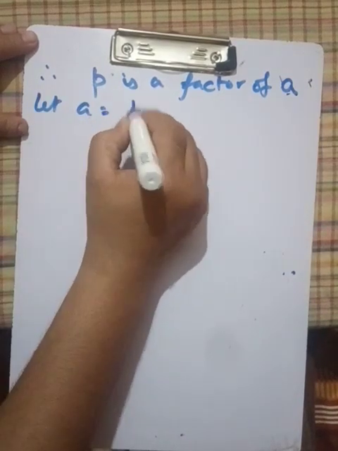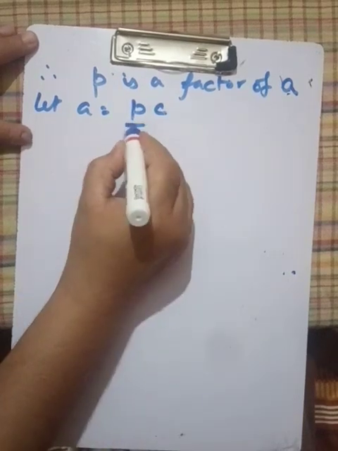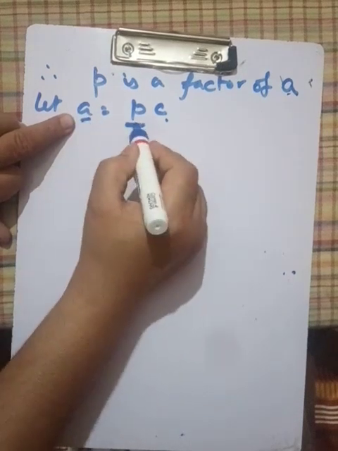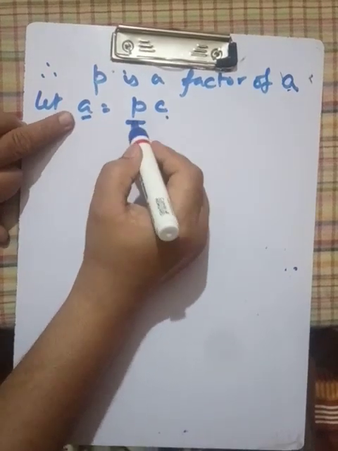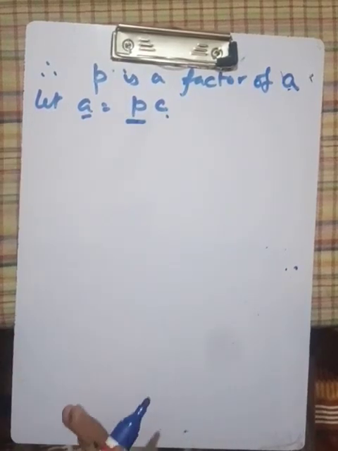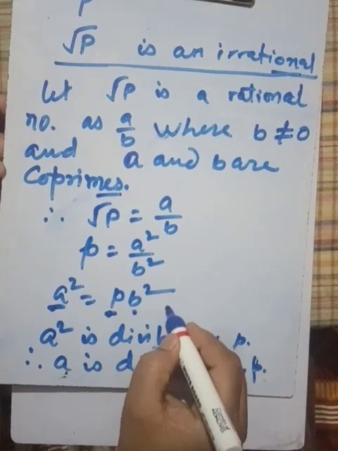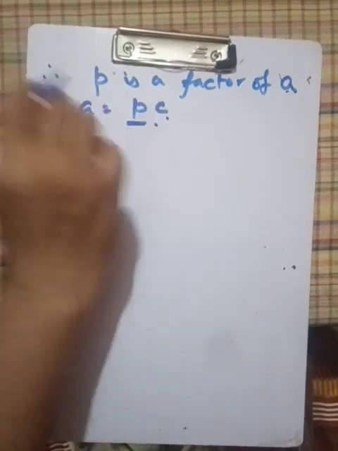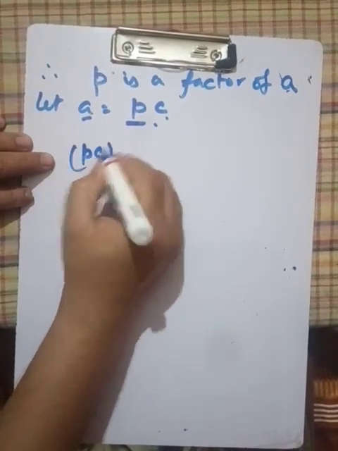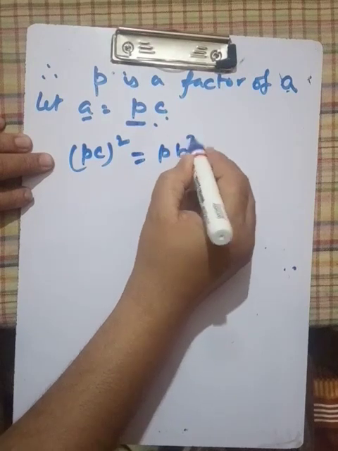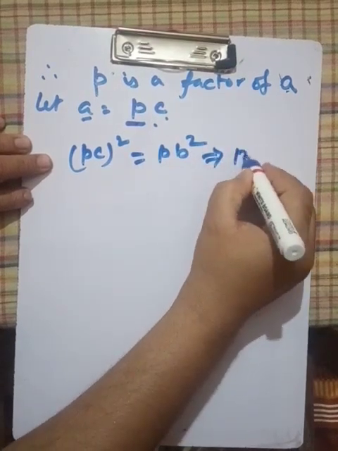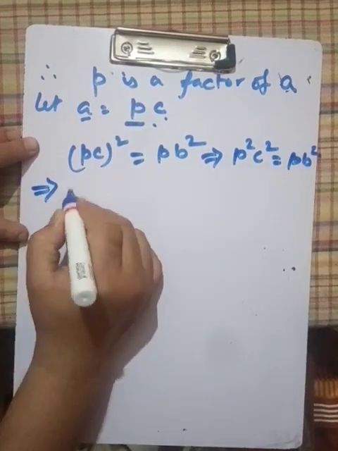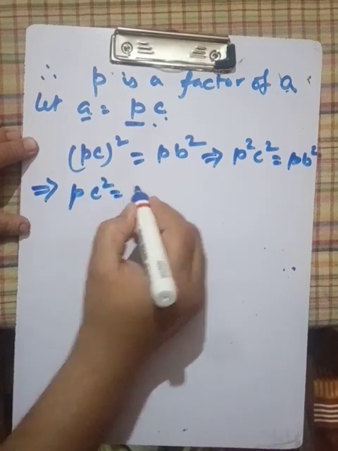Now let A be equal to PC, where P is a prime number and C is a multiple of A. Suppose you divide this A by P, you get C as the quotient. So you put this in the first place where I have written A square is equal to PB square. So we can write PC to the whole square is equal to PB square. So this becomes P square C square is equal to PB square. So this becomes PC square is equal to B square.